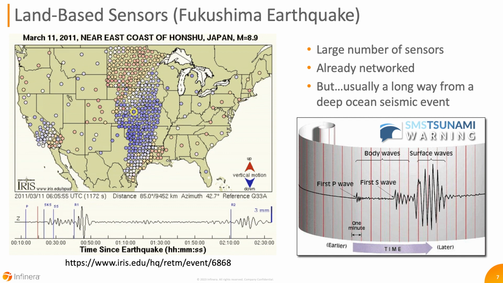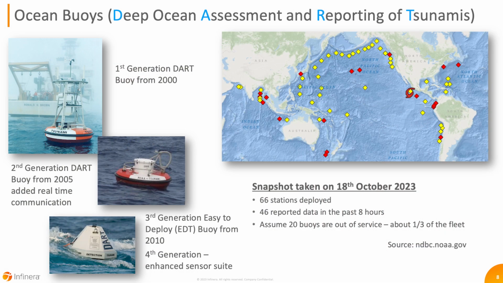We then have ocean buoys, deep ocean assessment and reporting of the tsunamis. In terms of the DART buoys, there has been at least 4 generations so far. The first and second generation were a bit more cumbersome to deploy because you have the sensor suite in the buoy, and then a cable which is deployed down to the seabed, and they used to be deployed separately. So you needed more specialized equipment and ships to do that.